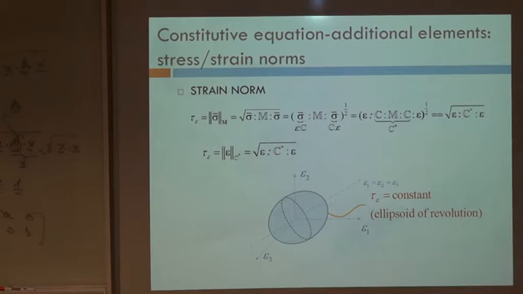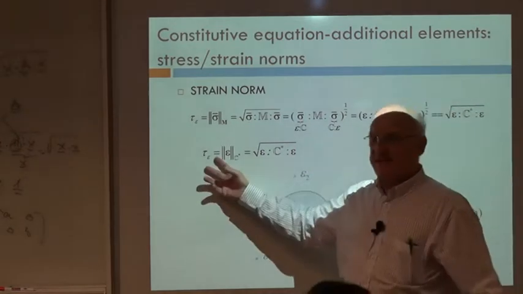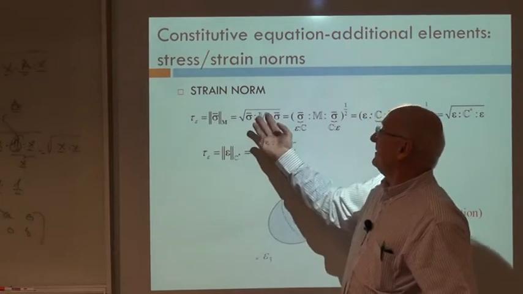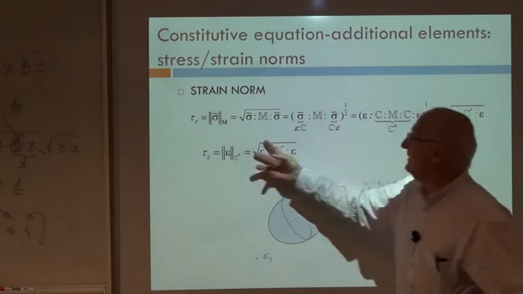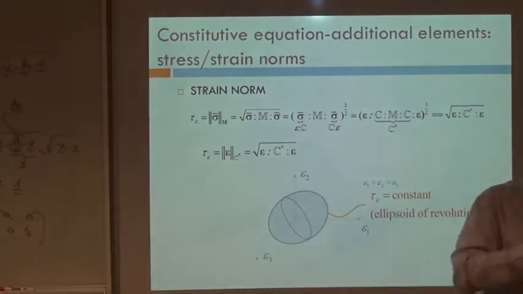Okay, so now we have defined a norm that measures in terms of this M, but transformed by this equation, with the C star tensor, that defines the amount of strain that we have at every point.